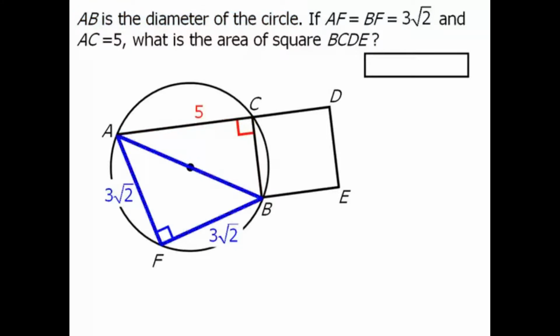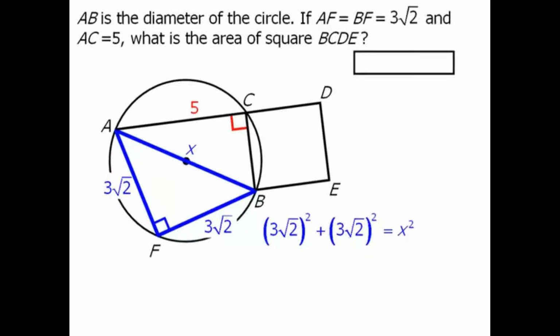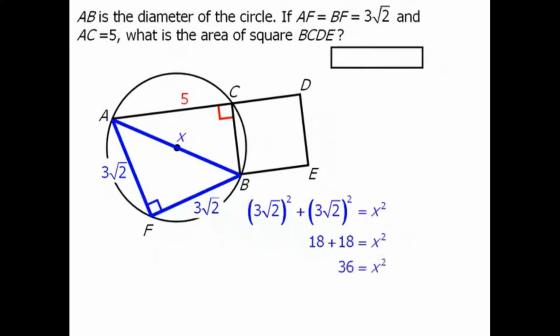At this point, please recognize that we have a right triangle hiding in our diagram, and we know the lengths of 2 of its 3 sides. If we let the third side, the hypotenuse, have length x, then we can apply the Pythagorean theorem to get the following equation. When we simplify the left-hand side of this equation, we get x squared equals 36, which means x must equal 6. So we now know the length of side AB.